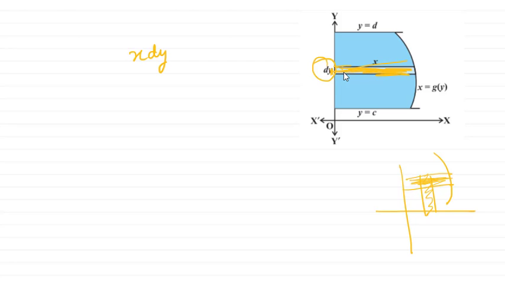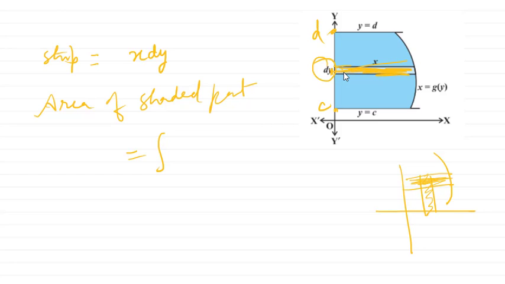This is the area of the strip only. And now the area of the full shaded part will be given by integration, and you can see the limits will start from where? This point is C and this point is D. So the area will be the integral of x dy, from the value C to D. This will be the area of this part.